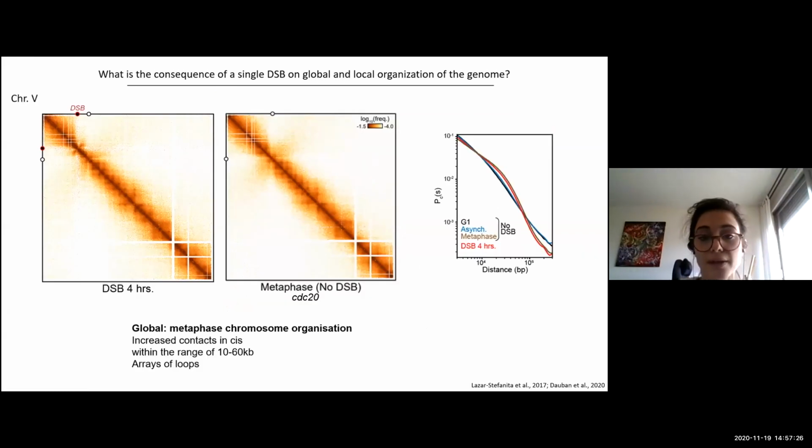Globally, as the cells accumulate in G2M of the cell cycle, so in metaphase due to checkpoint activation, they adopt the organization of metaphase chromosomes. I mean by that they are well structured, well individualized, with an increase of contact within the range of 10 to 60 kb, and the distribution of the signal is made in triangles and dots, which is characteristic of an organization of array of loops.